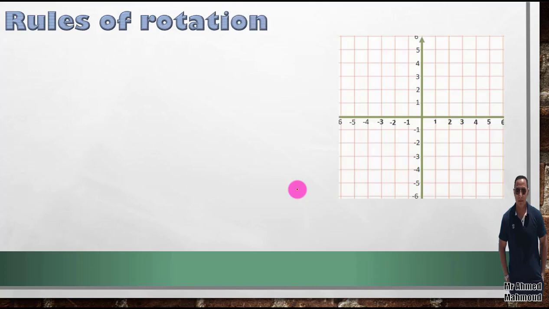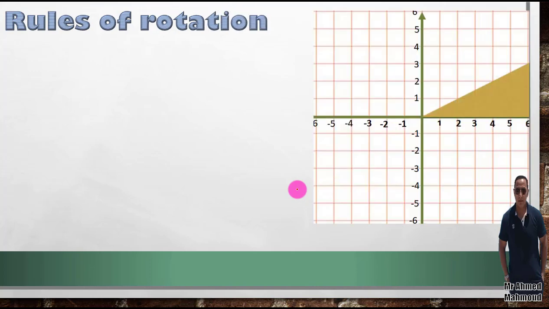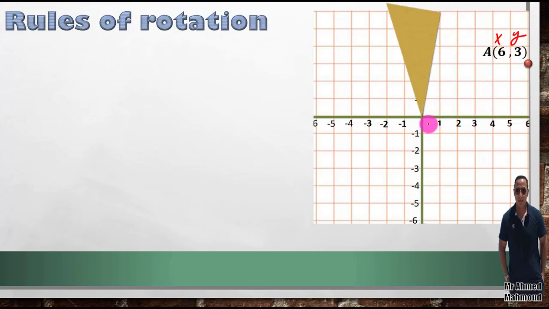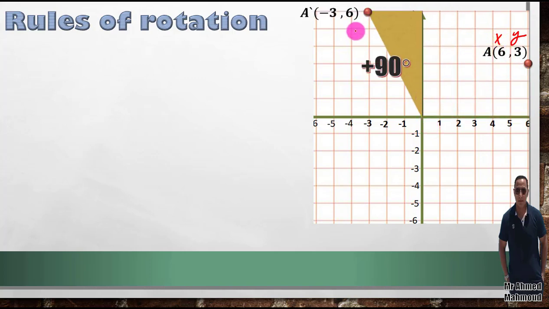Okay, if we have another triangle like this and we have a point here, this point is called A. A equals 6 and 3. A is formed from two numbers. The first number is x, the second number is y. If I rotate the triangle 90 degrees, it goes to this position. As you see, A appears in this position, here negative 3 and 6. By looking carefully, 6 and 3 changes to be negative 3 and 6.